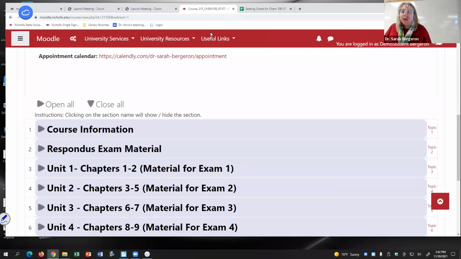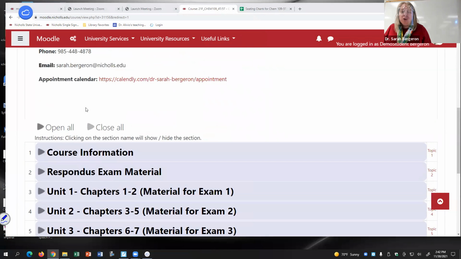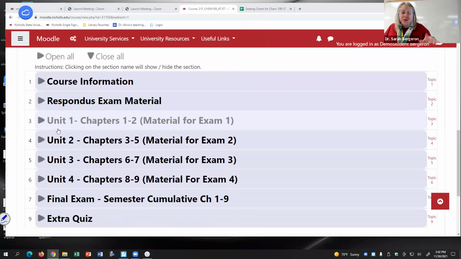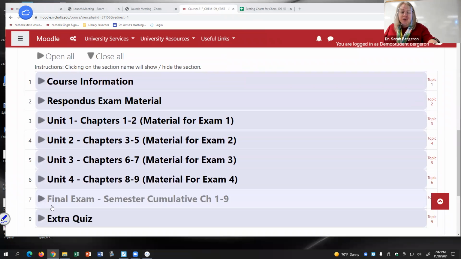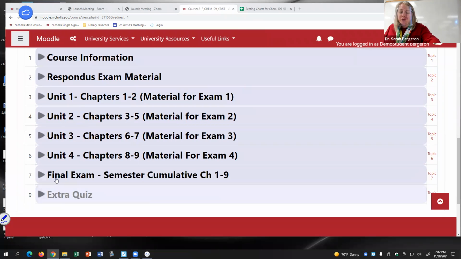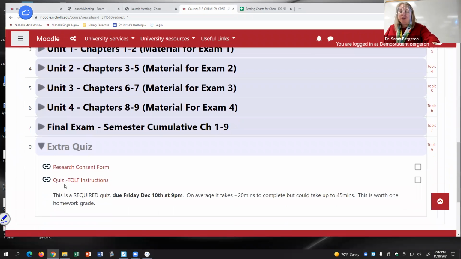Okay. Let me pull up my chat again. Here we go. So if you look on the Moodle page, you'll see all the topics. There are 2 topics that I want you to focus on at the bottom. It says final exam and it says extra quiz. So this extra quiz, we were supposed to cover 10 chapters in the semester, but we're only getting through 9.